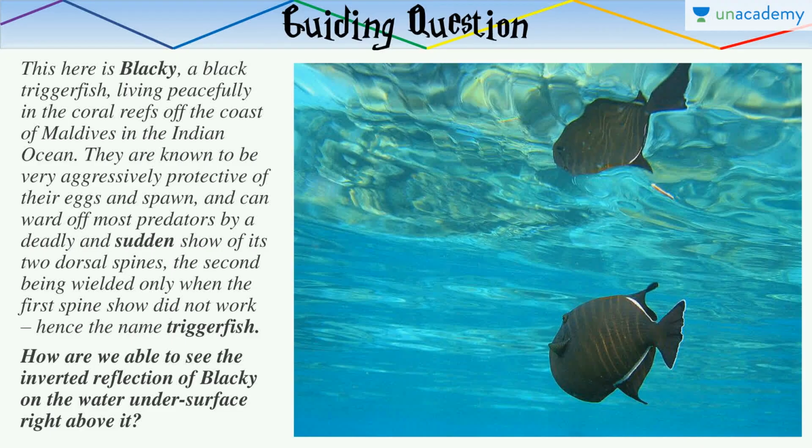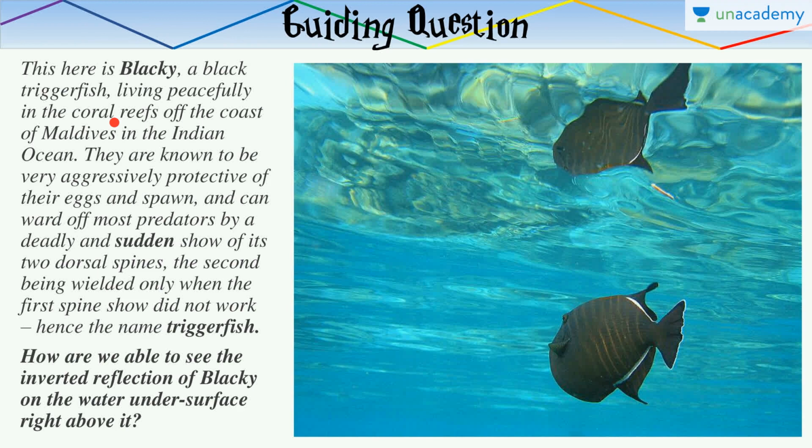Let's start with the guiding question. This here is Blackie, a black triggerfish living peacefully in the coral reefs off the coast of Maldives in the Indian Ocean. They are known to be very aggressively protective of their eggs and spawn, and can ward off most predators by a deadly and sudden show of its two dorsal spines, the second being wielded only when the first spine show does not work. So when the first one fails, the second one springs up. So you have two foes against a predator, hence the name triggerfish. The first one's failure triggers the second one to come up.